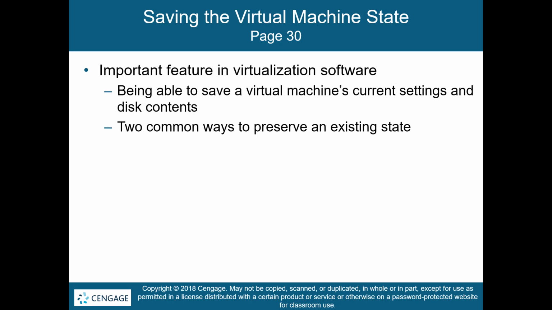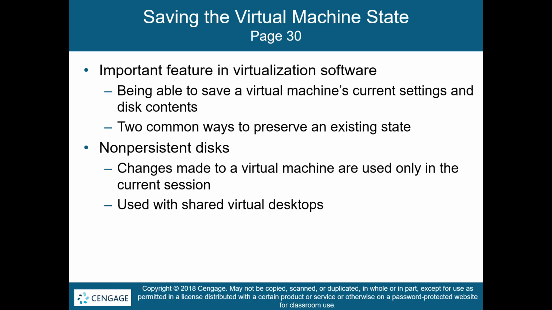Another important feature of virtualization is being able to save a virtual machine state. And there are two common ways to do this. First is called a non-persistent disk. In this case, any changes made to that virtual disk image are only used during that session. And then when the session ends, the virtual disk image is put back to its original state. This can often be used when you want to share desktops, such as in a virtual desktop environment.